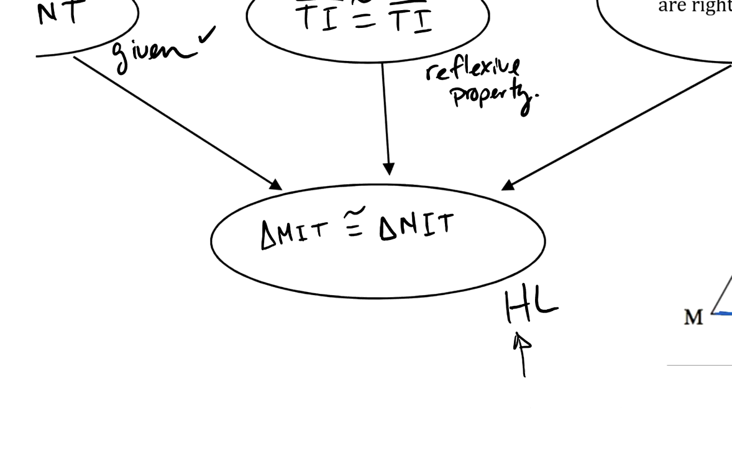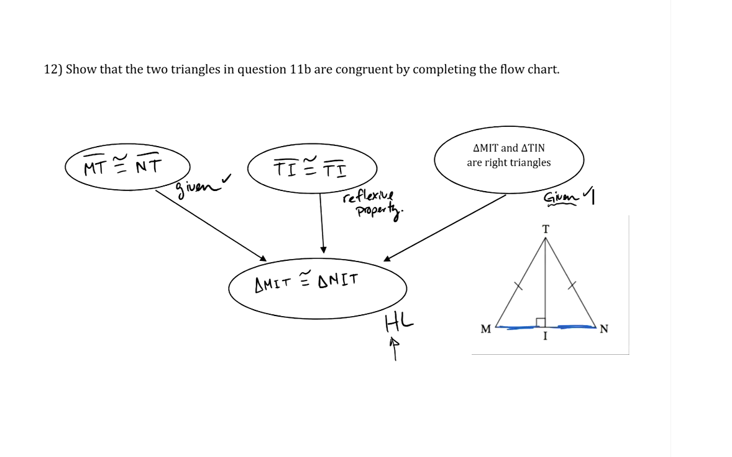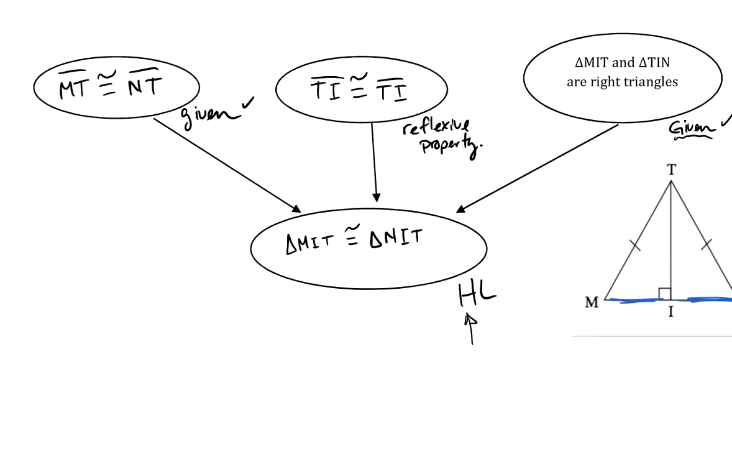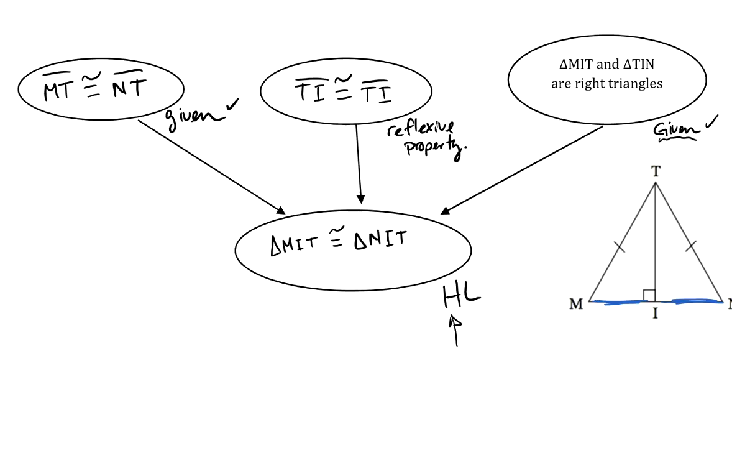So this is our completed proof. All the parts are there. We've got our congruent hypotenuses, congruent legs, and they're definitely right triangles. So these two triangles are congruent by HL.